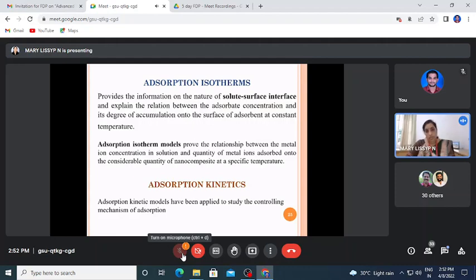So we should study how this adsorption has taken place and what the mechanism behind it is. The relationship between the metal ion concentration and the quantity of metal ions adsorbed, all these details will be obtained when you go for the adsorption isotherm study. Kinetics also: the controlling mechanism of adsorption is obtained from the adsorption kinetic study.